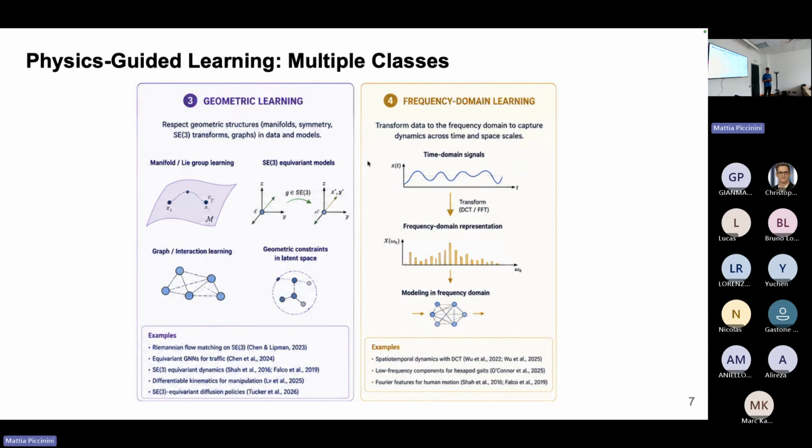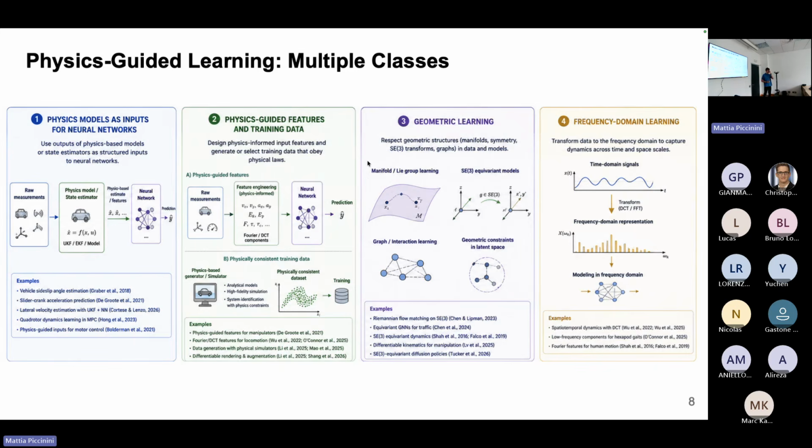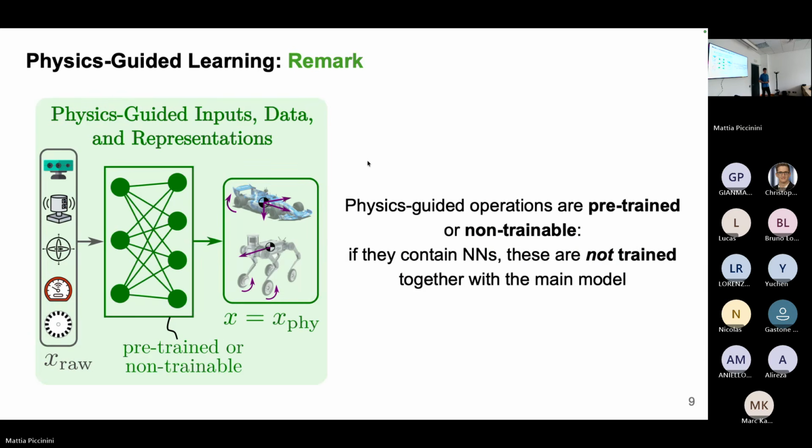Very generally speaking, this is another category of approaches that still act on the inputs. Okay, so this is an overview of the four categories. And just as a remark, when we talk about physics-guided input data representations, as we said, we can also have neural networks here. So this can be a neural network, but as we said before, it needs to be pre-trained before training the main architecture, or be non-trainable. If it's a Kalman filter, it's non-trainable, that's fine. If it's a neural network, we pre-train it, we freeze it, and we use it as is.